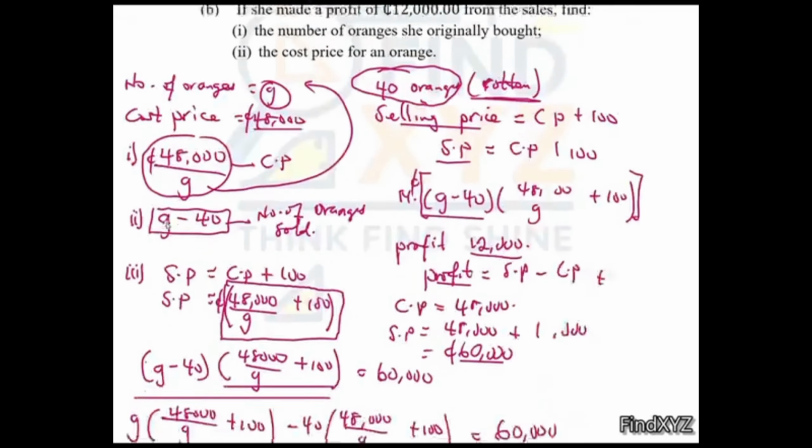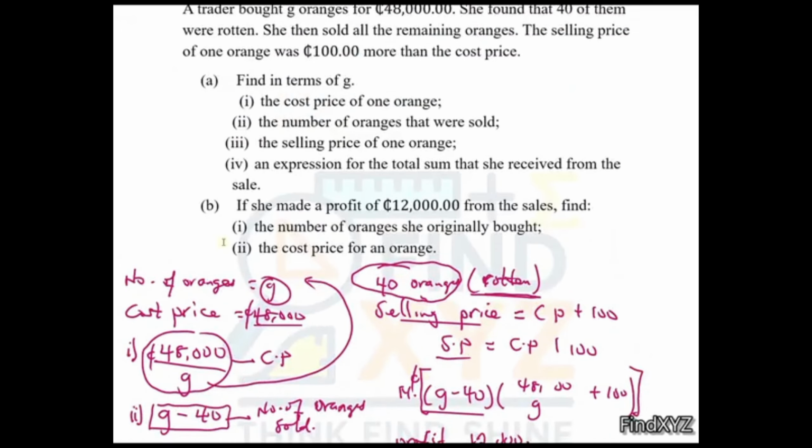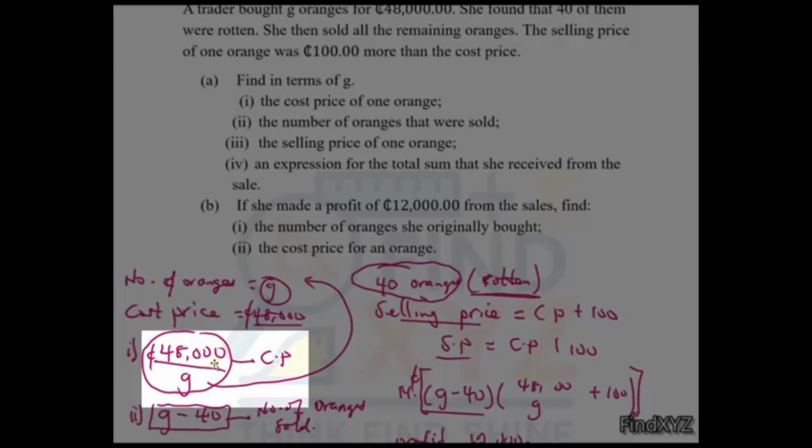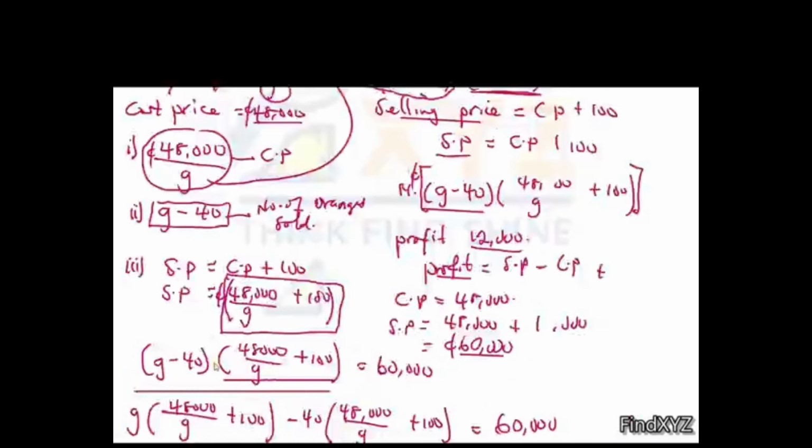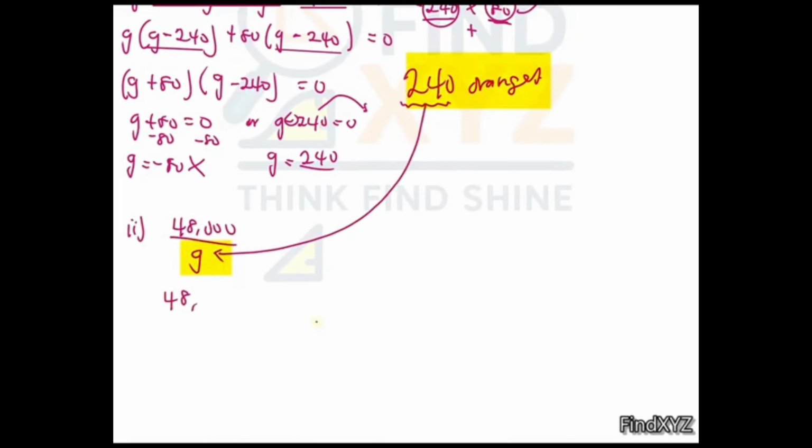Then to the last part of the question, we have been tasked to find the cost price for an orange. Now what is the cost price for an orange? The cost price for an orange was given as 480,000 over g. Now we know g, so we'll just substitute, and then we know our cost price. So the last part, the cost price is 48,000 over the total number of oranges. Now we know the total number of oranges, so we'll do 48,000 divided by g. And what is g? g is 240.